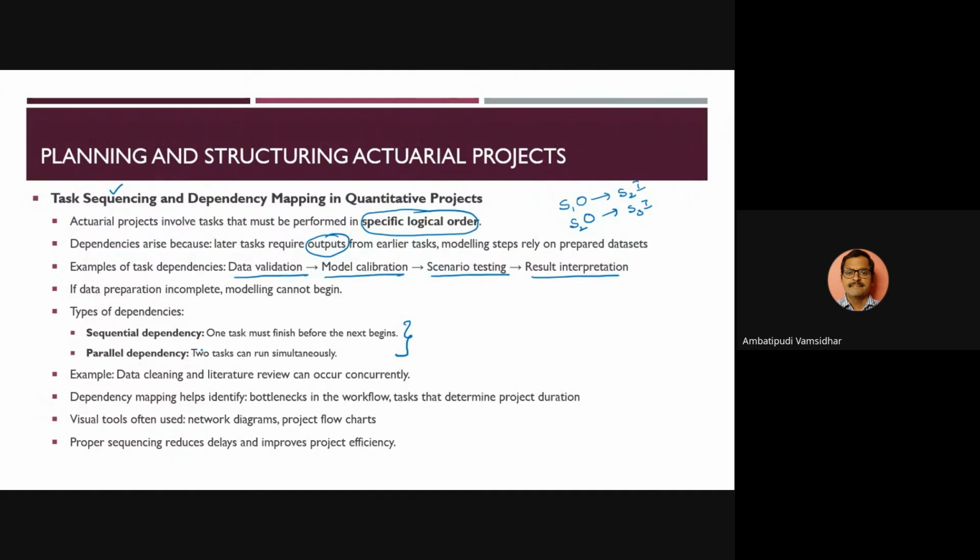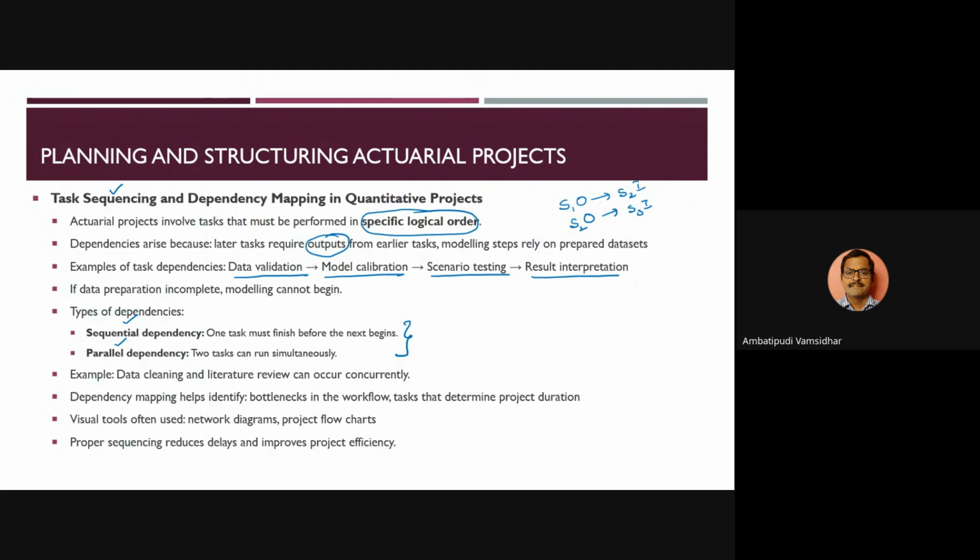The dependencies can be either sequential or parallel in nature. Sequential is where one task should be completed before the next task gets started. Parallel dependency is where both tasks can run in parallel, right? For example, I can clean the data, and along with that, I can also read through the literature in parallel.